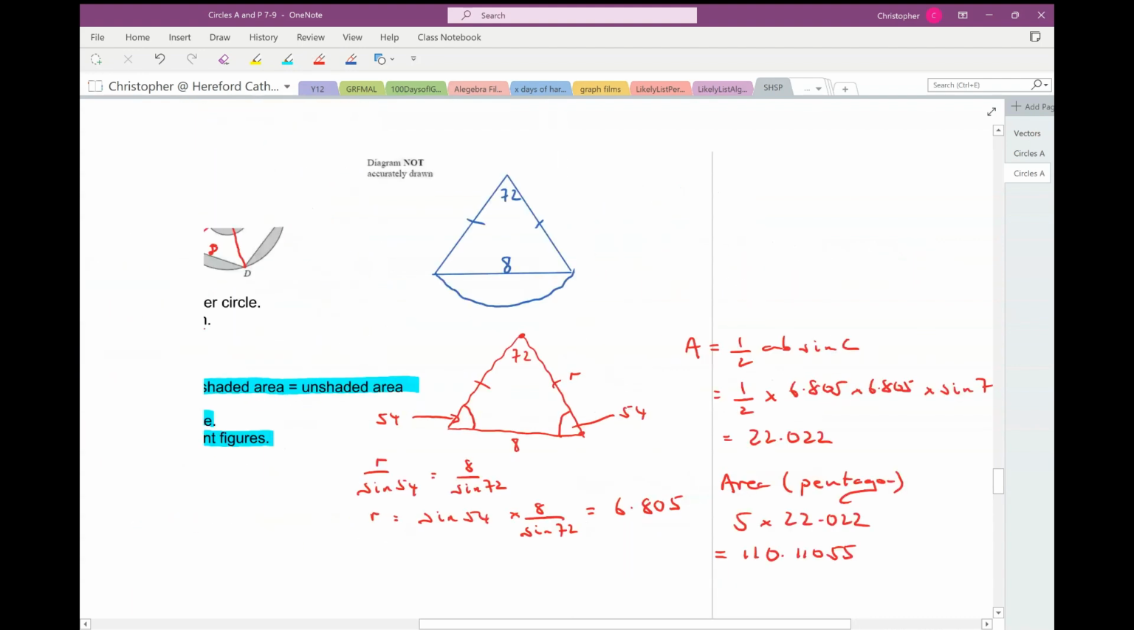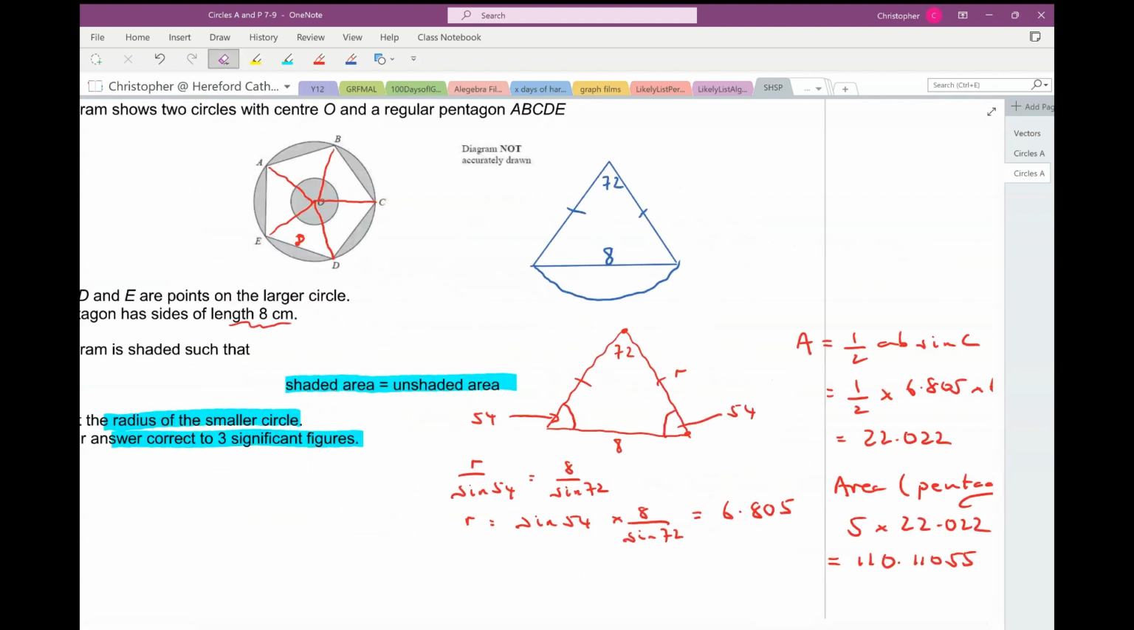Right, so what have I worked out so far? Well, I've worked out the radius of the circle is 6.805, and I've worked out the area of the pentagon there. Good. Now, it would be useful to be able to work out this area here, because then I could work out the total of all of those 5 areas, which are the same. Let's have a look. This area here.